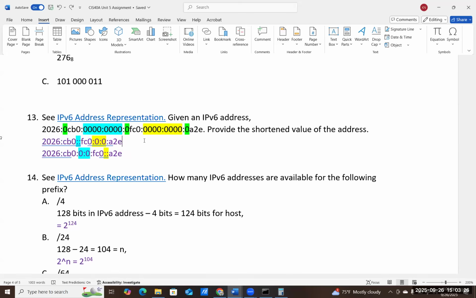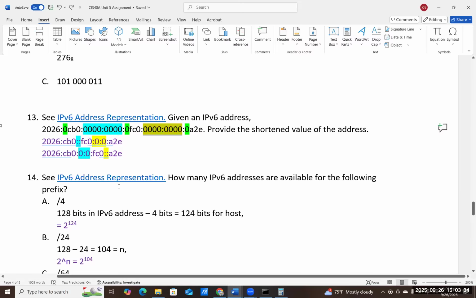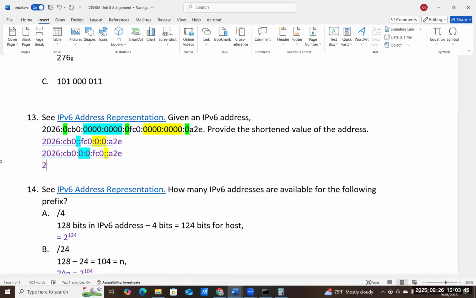Okay, so there's 2 ways that you can write it. Actually 3, right? You can write it with a double colon and then the 0 for the middle part right here, that's our 0. Or you can write it with the colon and the 0, or you can write it with double colon in for both parts. So I can say 2026, right? CB0, and then we would do a double colon, and then we do a FC0, and then a double colon, and then A to E, like that. So either way is correct.